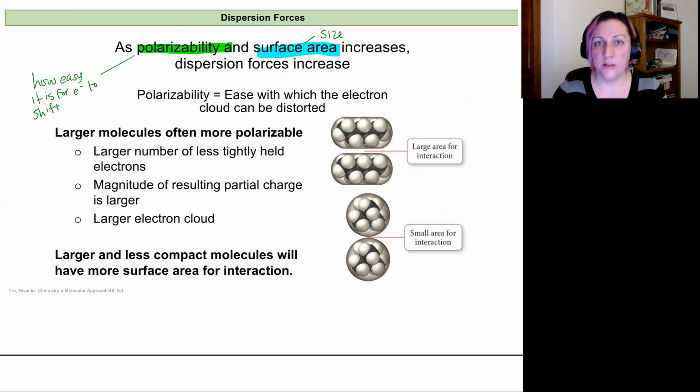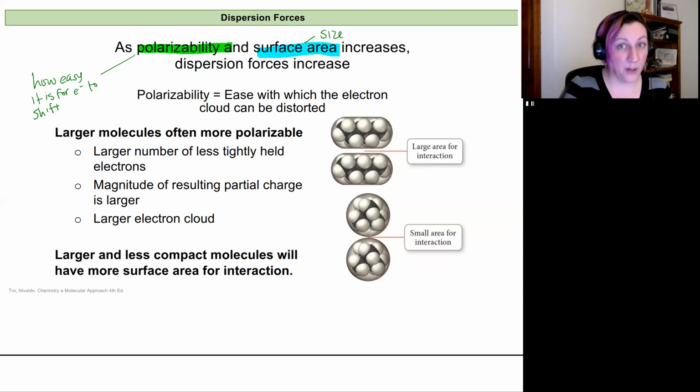Now, the other reason though is size. It's that surface area component. As there's more surface area in a molecule, the larger it is, the more atoms it's made up of, and the less compact the structure of the molecule is, then the more surface area it has, and the more points of contact that molecule can have with different molecules around it. So the more molecules it can interact with, the more of these temporary dipole moment attractions we can create. And so we see greater London dispersion forces impacting their physical properties.